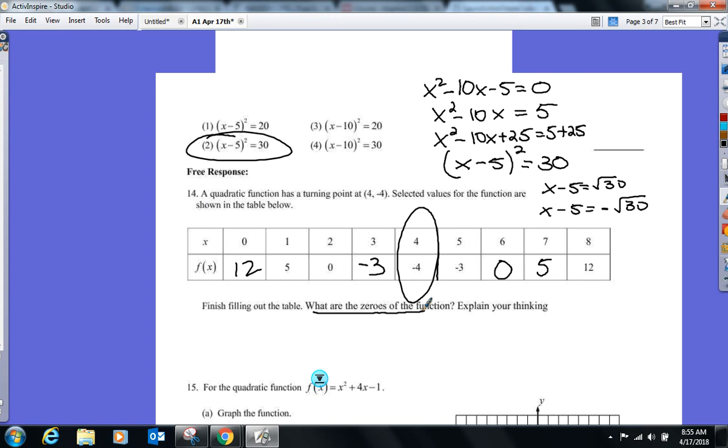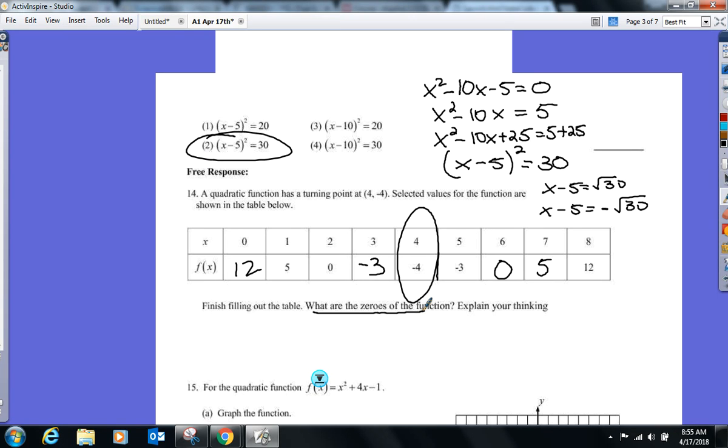Anybody can tell on my table where the zeros are? Where are the zeros on the table? Guesses here? Here we go. Come on, let's focus in here. We're drifting. Caitlin?